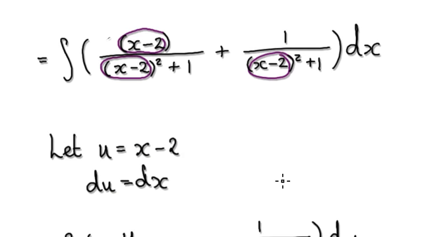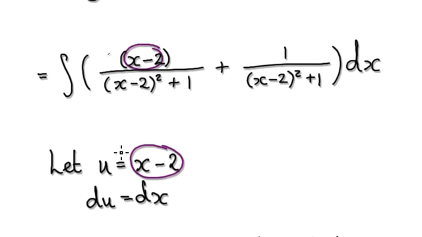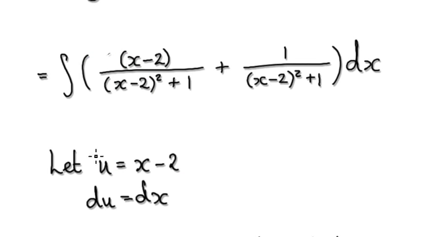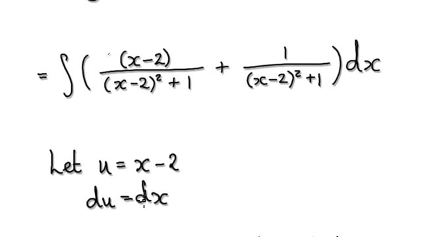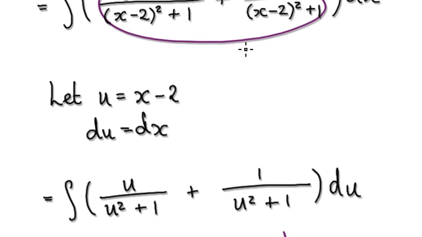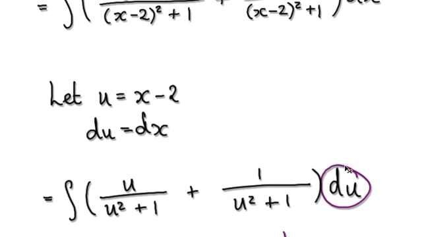So it kind of makes sense to use substitution. Let u be this thing here. So we can put the u into here, and into here. If u equals this, then du equals dx. So this whole thing here will then become a lot simpler. It will become this fraction plus this fraction, and then you've got your du.